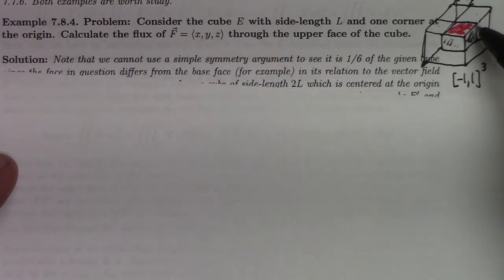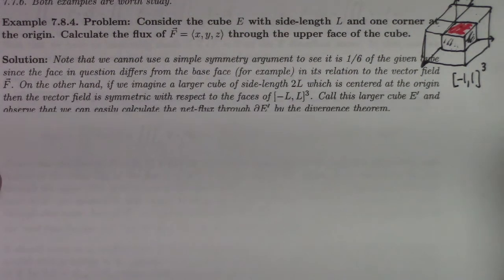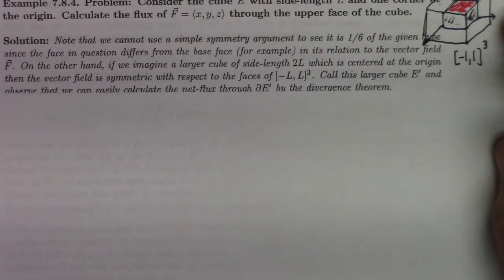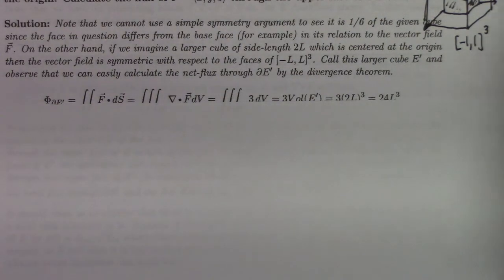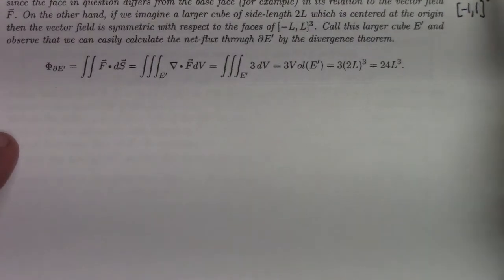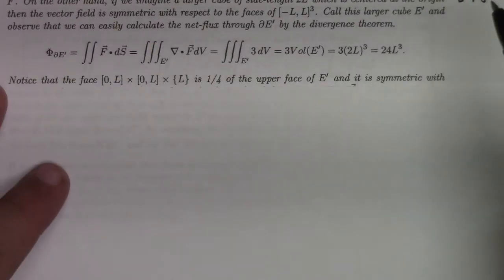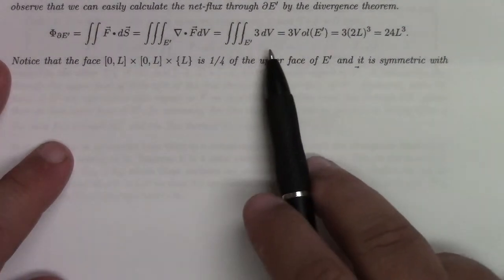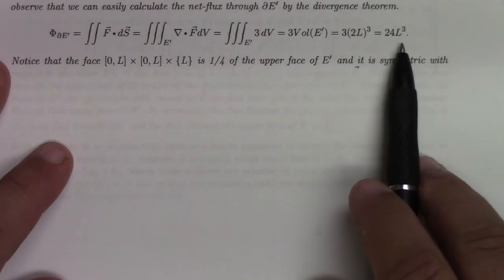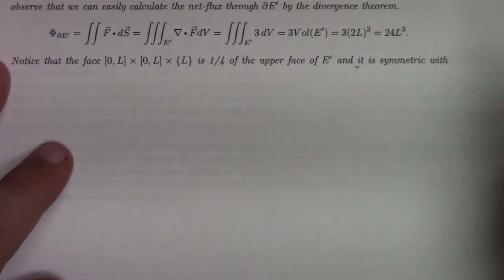And so it stands to reason that 1/24th of the total flux through the large cube is going to give me the flux of the red piece. Oh, and I've replaced L with 1. Sorry about that. I should do minus L to L. And so you just apply the divergence theorem on the large cube. Since the divergence of the vector field xyz is just 3, we have 3 times the volume of the large cube, which is 8L cubed.